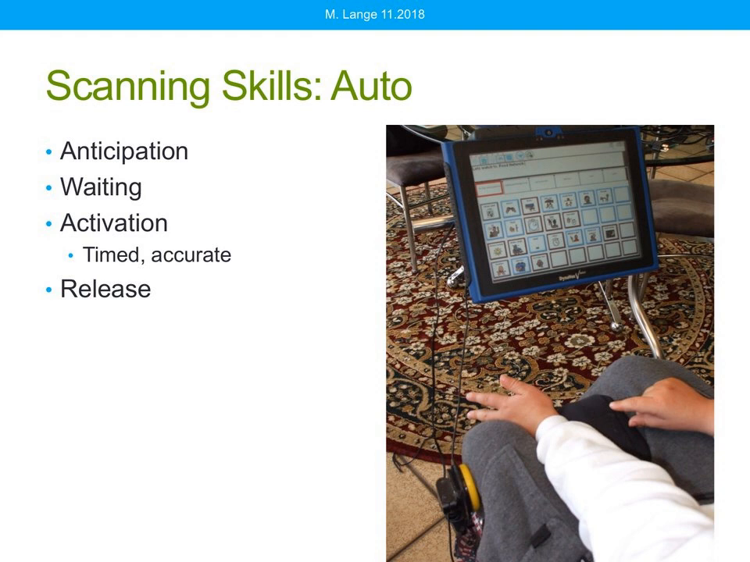Once the desired selection is highlighted, the client needs to activate their switch to make that selection. So that means that their switch needs to be timed and it needs to be accurate. Otherwise, I miss out and perhaps my scan has to start all over again. Now that's common enough in augmentative communication, but it's frustrating, and we want to avoid that as much as we can. Training scanning skills can help with some of that.